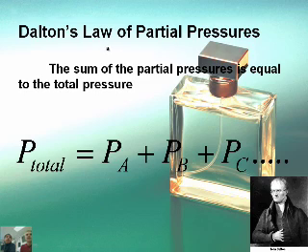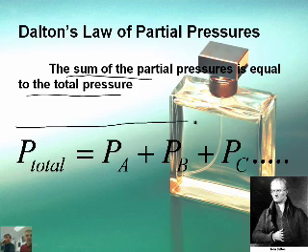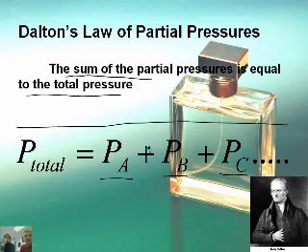One more law, Mr. Sanders, talking about Dalton's law of partial pressure. The sum of the partial pressures is equal to the total pressure. If we have multiple gases in the same container, the total pressure in the container is equal to the partial pressure of each of those gases added together. We can put that mathematically like I have right here: the total pressure is equal to the pressure of gas A plus the pressure of gas B plus the pressure of gas C, and if there's a D or an E, the same thing.